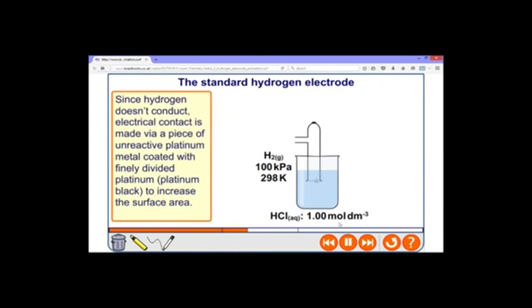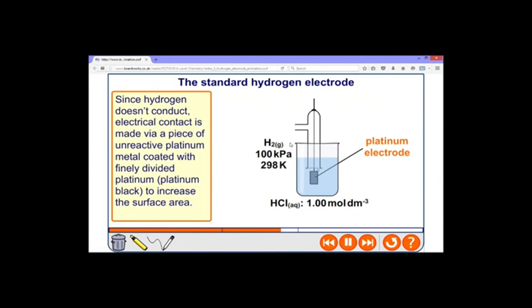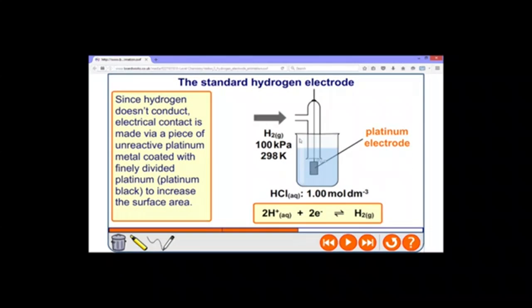Okay, so because hydrogen doesn't conduct, what they do is they put a metal piece of platinum electrode over it. Since platinum is unreactive, it basically allows for the reaction to occur. So it's just an electrode that allows the reaction to occur.